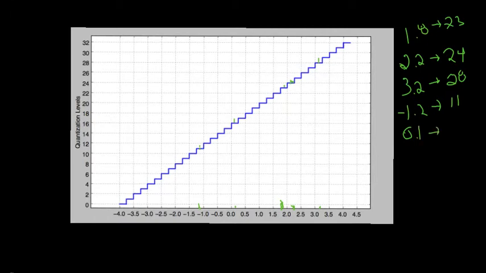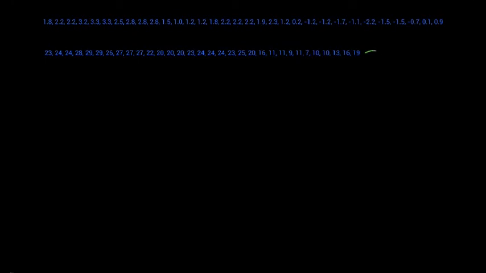So doing that for all values, you can find the quantized sequence. Here is the quantized sequence generated from the quantization of the original values shown here.